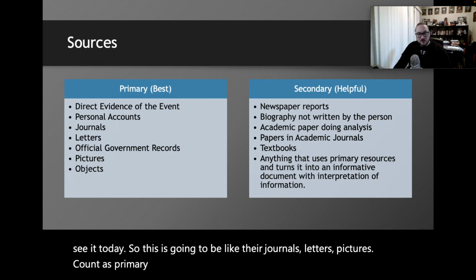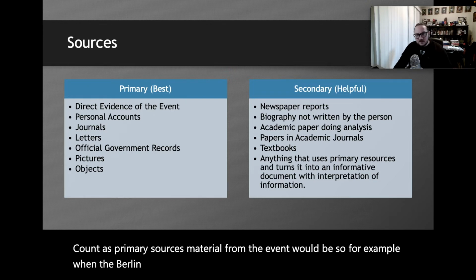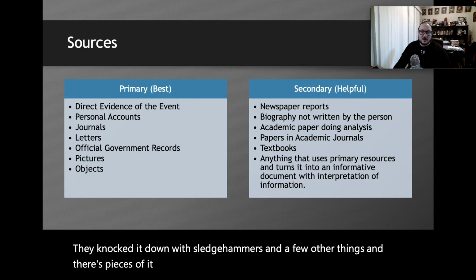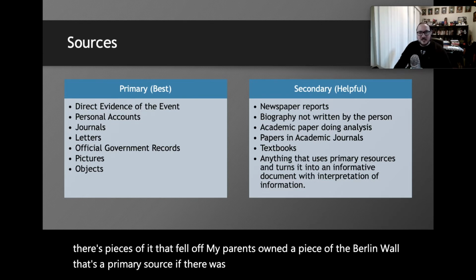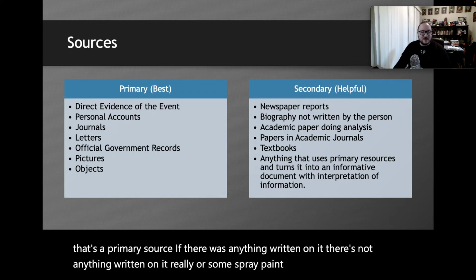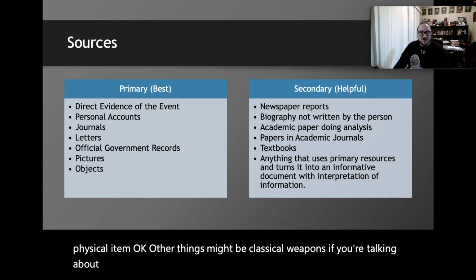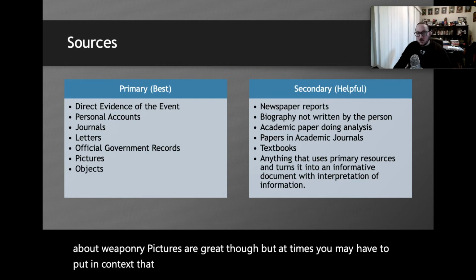Material from the event would be so. For example, when the Berlin Wall fell, they knocked it down with sledgehammers and a few other things, and there's pieces of it that fell off. My parents own a piece of the Berlin Wall. That's a primary source. There's not anything written on it really, or some spray paint, but that would be a physical item, okay? Other things might be classical weapons if you're talking about weaponry. Pictures are great though, but at times you may have to put in context what you are looking at.